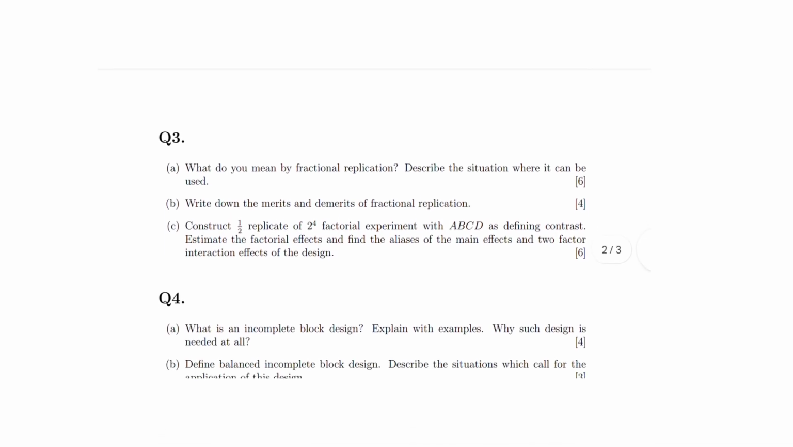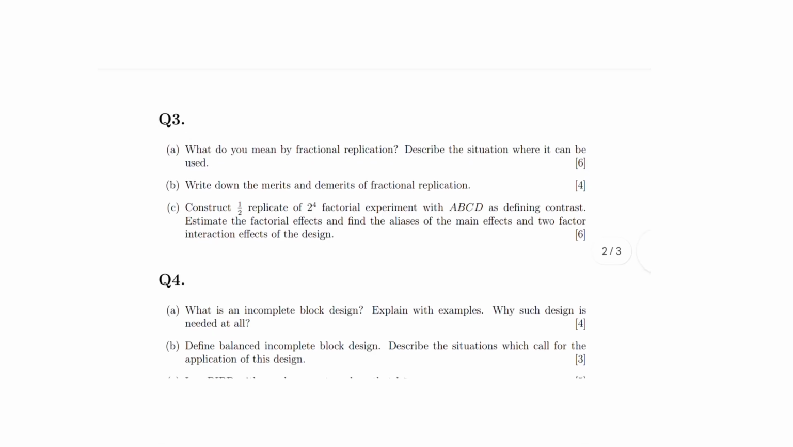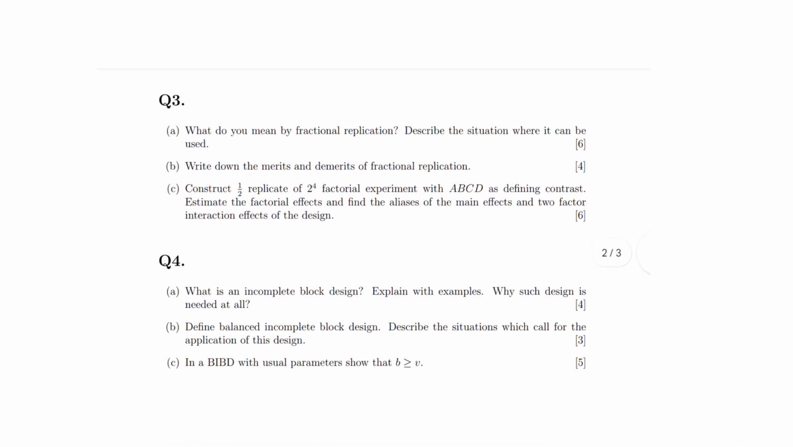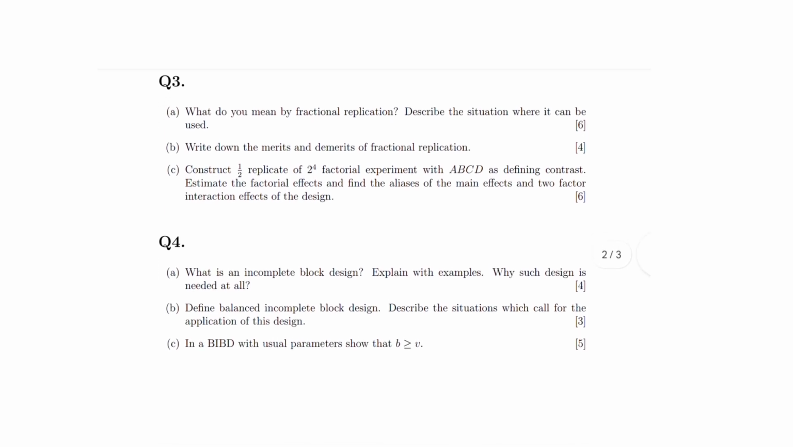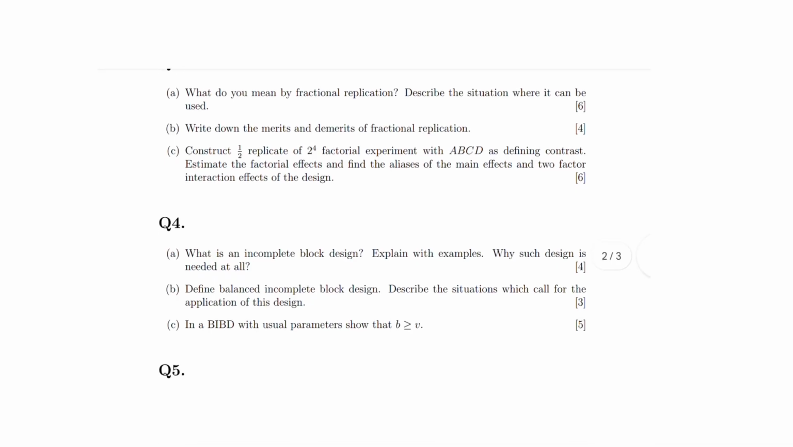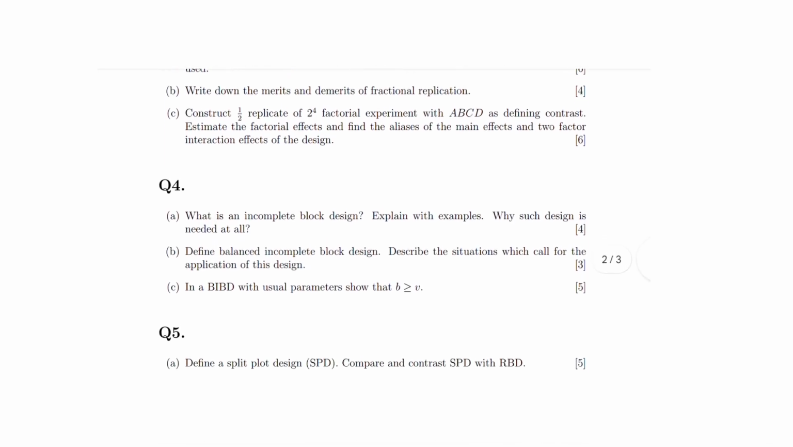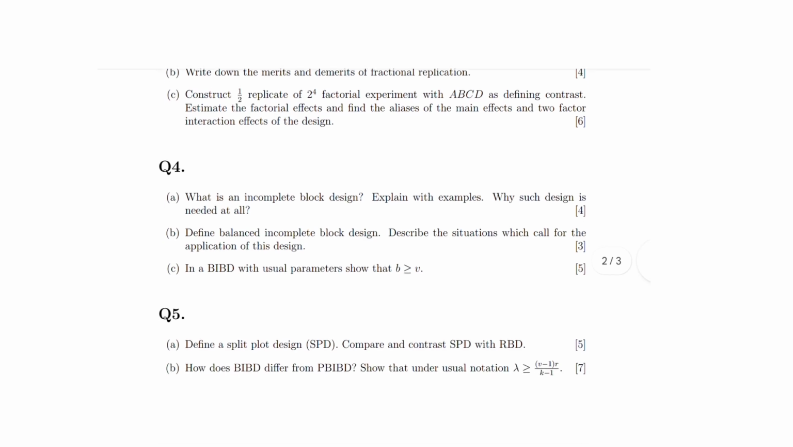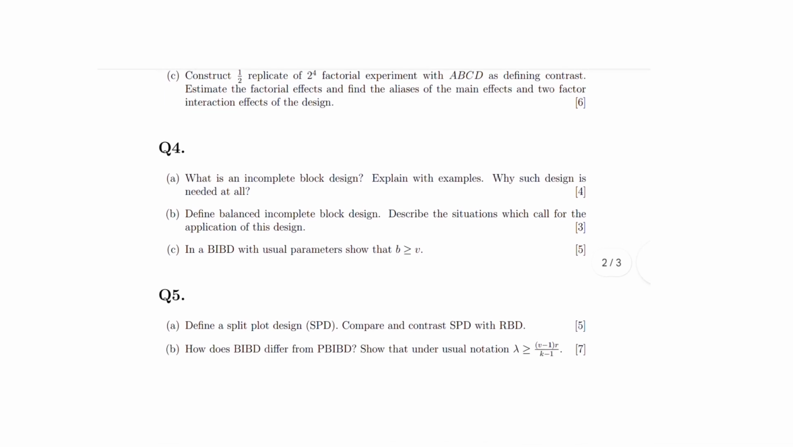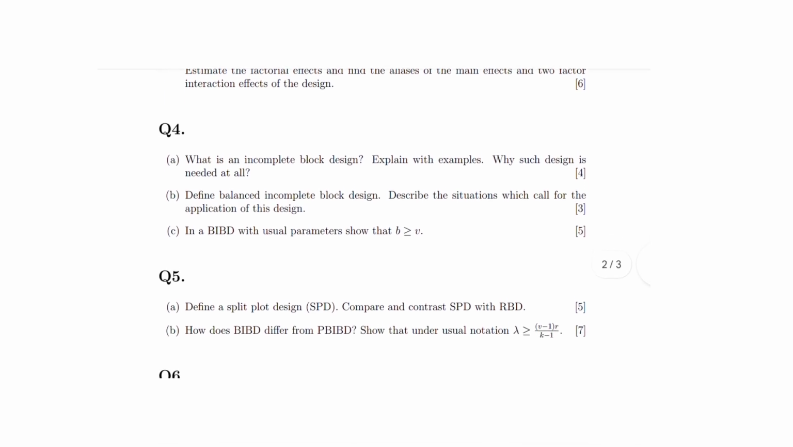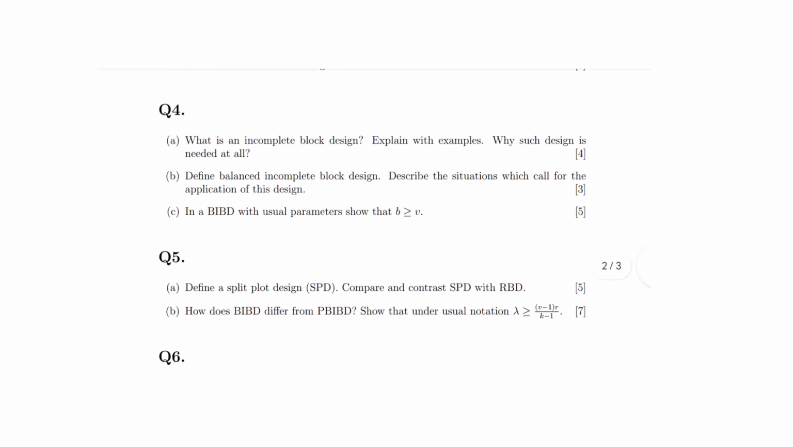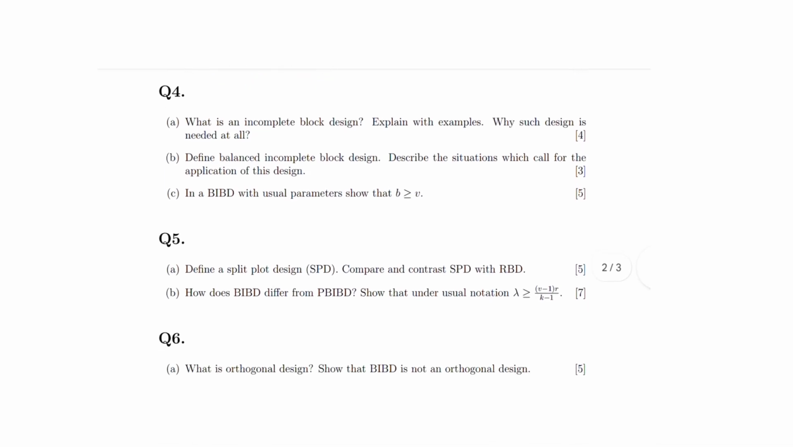6. Q4. A. What is an incomplete block design? Explain with examples. Why is such design needed at all? 4. B. Define balanced incomplete block design. Describe the situations which call for the application of this design. 3. C. In a BIBD with usual parameters, show that b is greater than or equal to v + r - k.